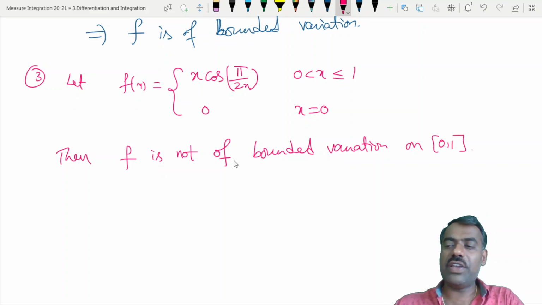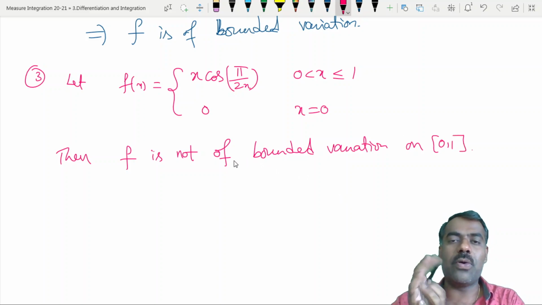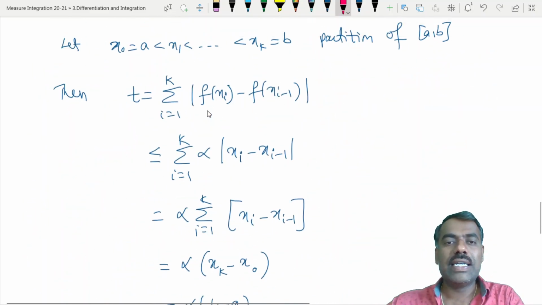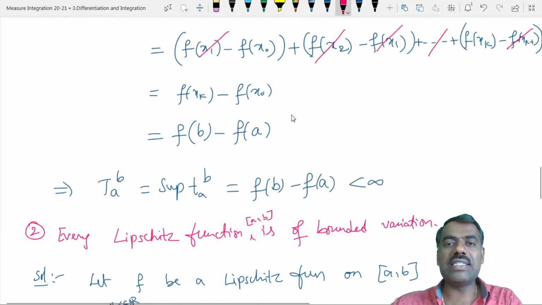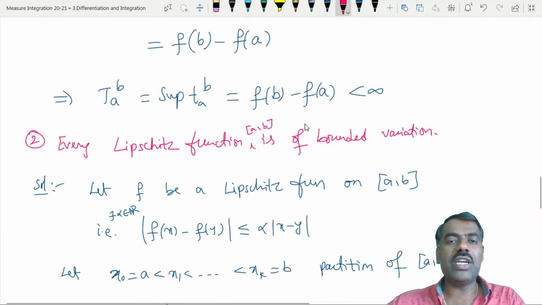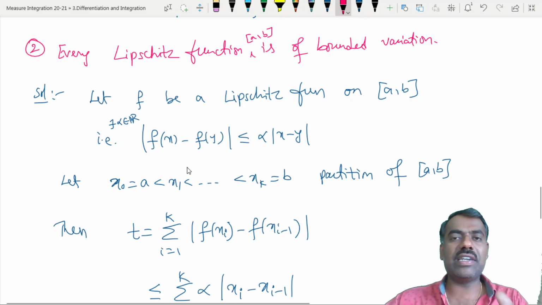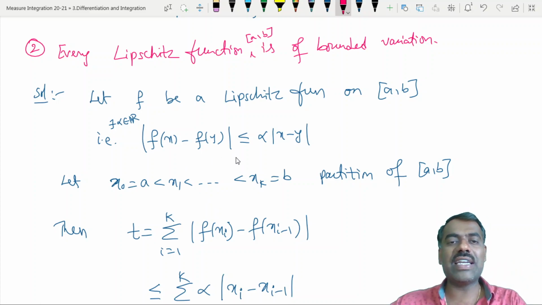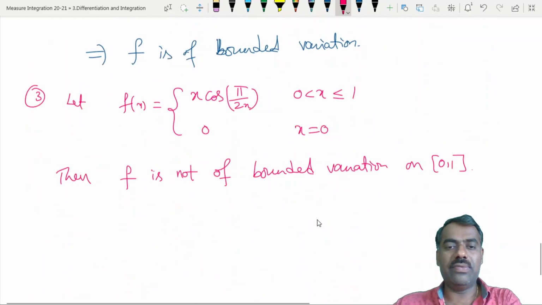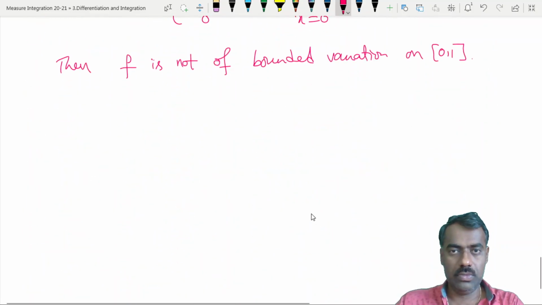When we want to show that something is not of bounded variation, what do we want to show? We want to show that this capital T, A, B, is not finite. So it is enough if we show that for some particular type of partitions, that value is not finite. If it is infinite, then the supremum is also infinite. Right? Okay. Are you with me?